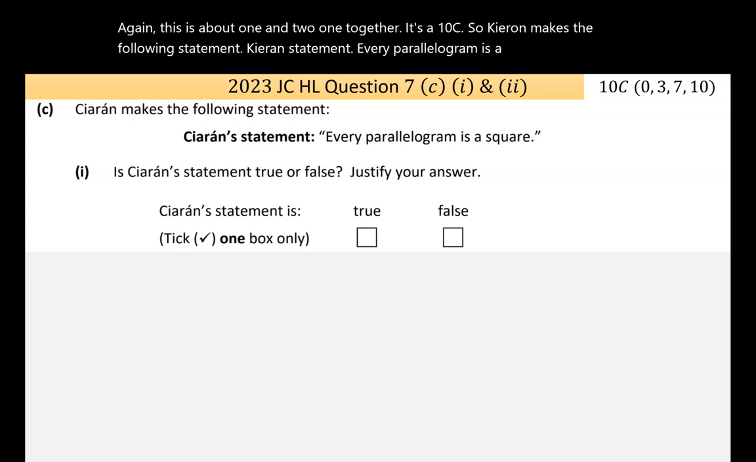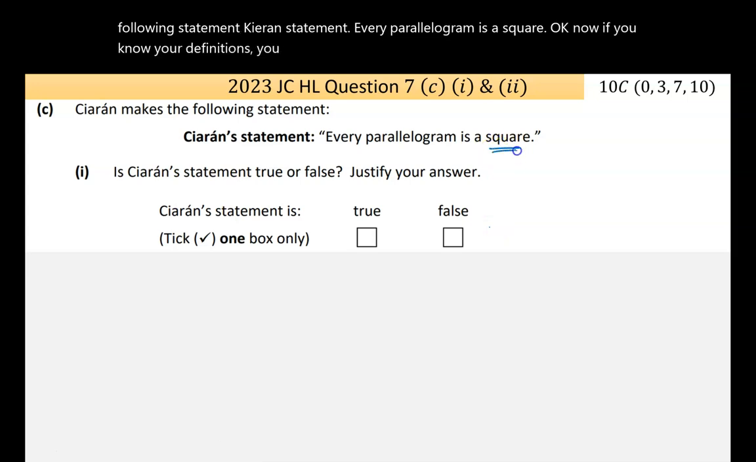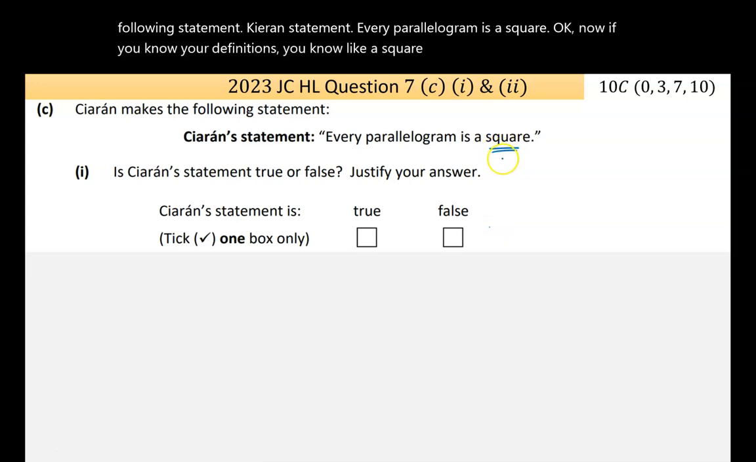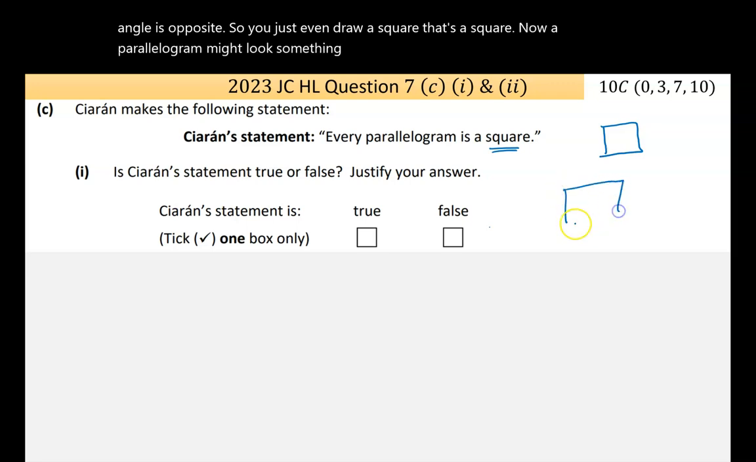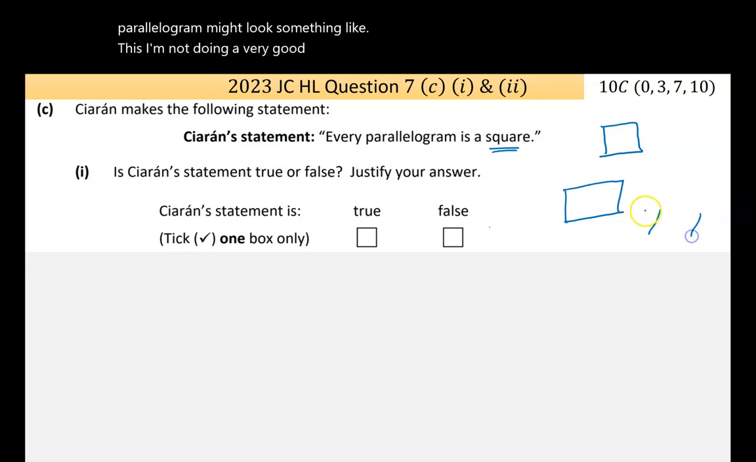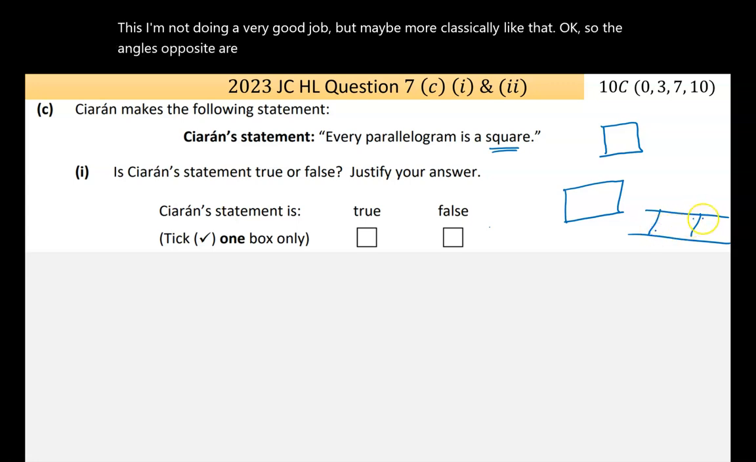Okay. Now, if you know your definitions, like a square has sides of equal length and the angles opposite. So you can just even draw a square. That's a square. Okay. Now, a parallelogram might look something like this. I'm not doing a very good job, but maybe more classically like that. Okay. So the angles opposite are equal. Okay. Now the sides aren't of equal length.